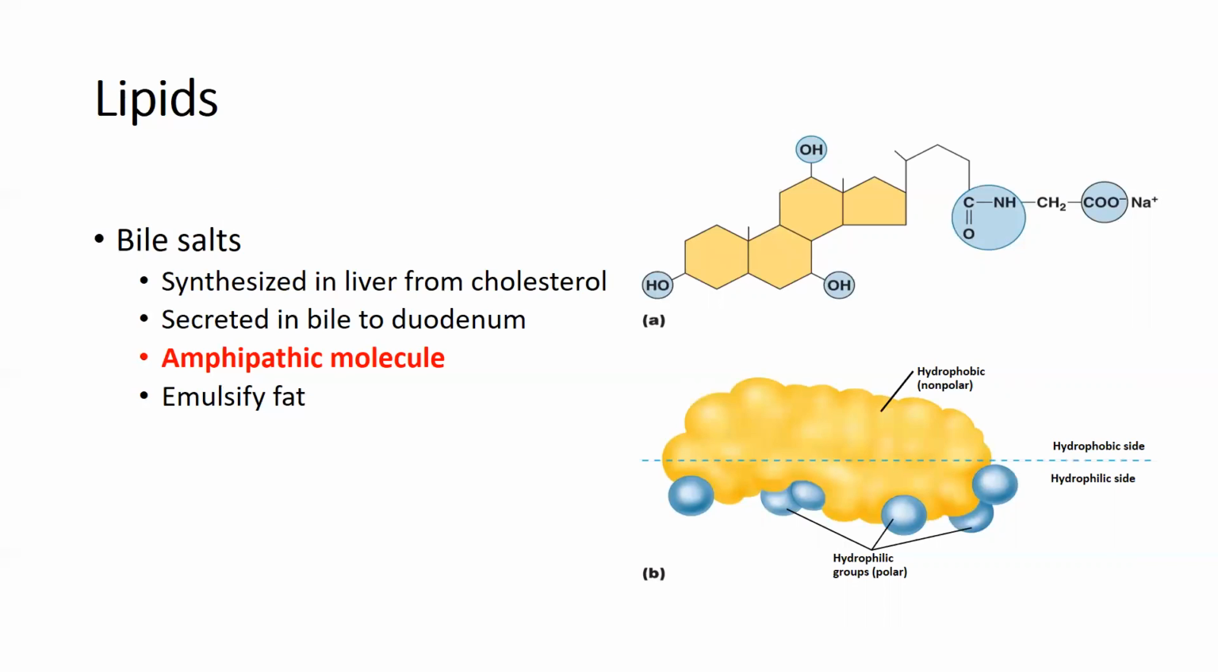So if you look at bile salts, they're an amphipathic molecule, and amphipathic is a term that we talked about last semester, right? Amphipathic meaning that there are polar regions to this molecule and there are nonpolar regions to this molecule. What else is amphipathic in our body?